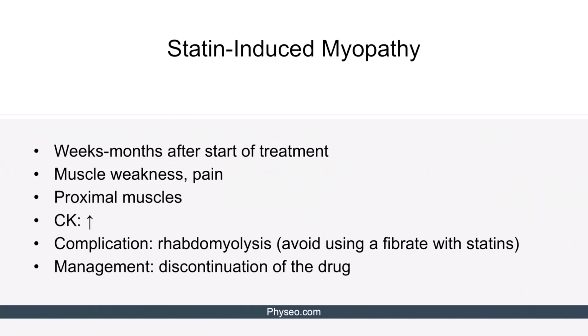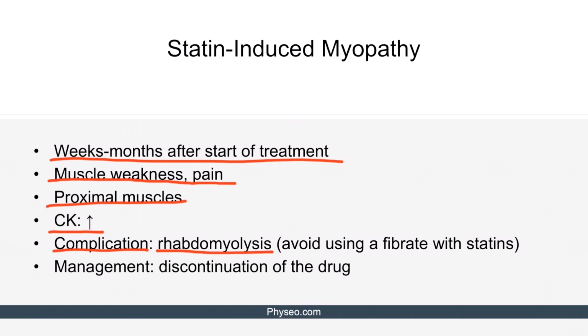As the name suggests, statins can induce myopathy that typically starts within weeks to months after the start of treatment. Patients usually complain of muscle weakness and pain, and it most commonly affects the proximal muscles, and creatine kinase levels will be elevated. One severe complication of statin-induced myopathy that you want to watch out for is rhabdomyolysis, and that can actually lead to kidney failure.